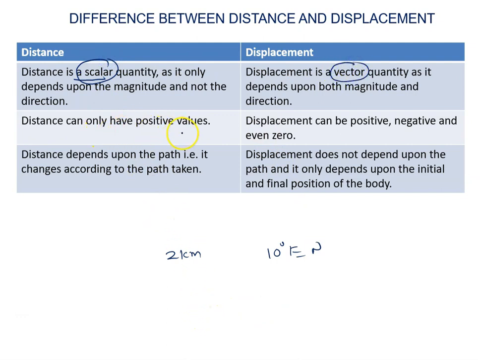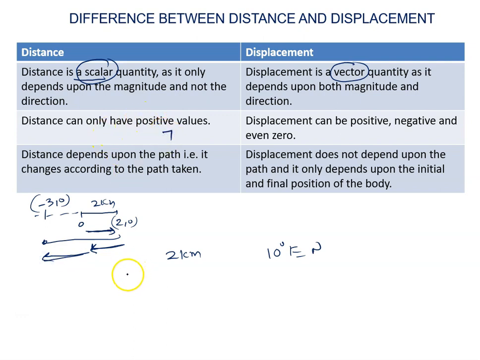Distance can have only positive values because distance is always added. Means if I say you are moving toward this direction 2 km, this is 0 point, you are going to (2, 0), then return back and you are reaching the point that has the coordinate (minus 3, 0). It means 2 km जाना, फिर 2 km यहाँ आना और फिर 3 km इधर जाना, तभी तो minus 3 पे पहुँचोगे. तो distance कितना हो गया 2 plus 2 is 4, plus 3 is 7 km. So distance is 7 km, that is positive.